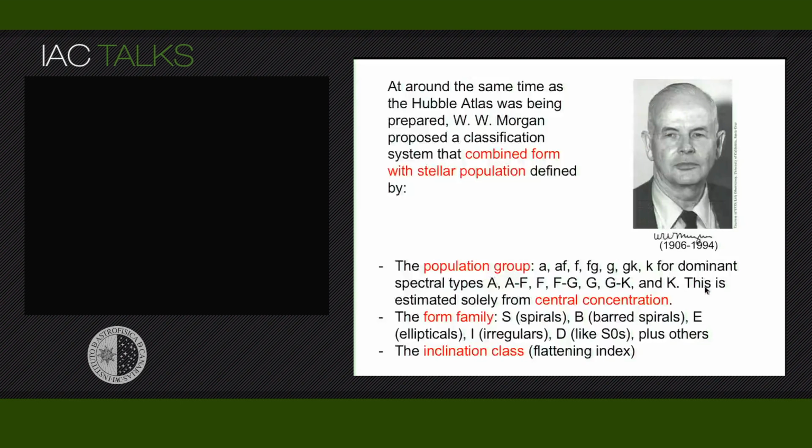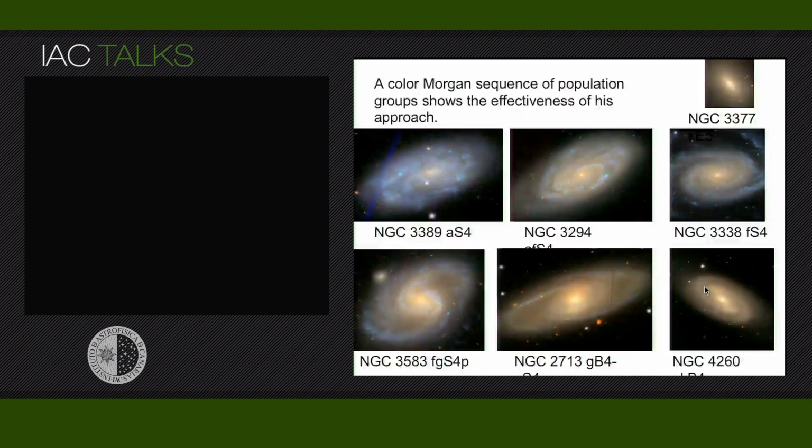And it's based on central concentration. And then he had some form families: the spirals, the barred spirals, ellipticals, irregulars, and this interesting category called D, which is sort of like S0 galaxies, but he didn't call them S0s, but that's what they are. But there's more to it than that. And then he had an inclination class, kind of like the number you see after the E in an elliptical galaxy.